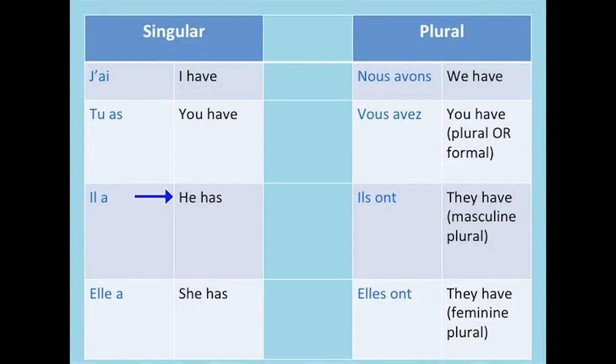Il a means he has. Elle a means she has. Nous avons means we have. Vous avez can either mean you all have or you have when spoken in a formal situation. Ils ont means they have, where they refers to a group of males. Elles ont means they have, and this time they refers to a group of females.